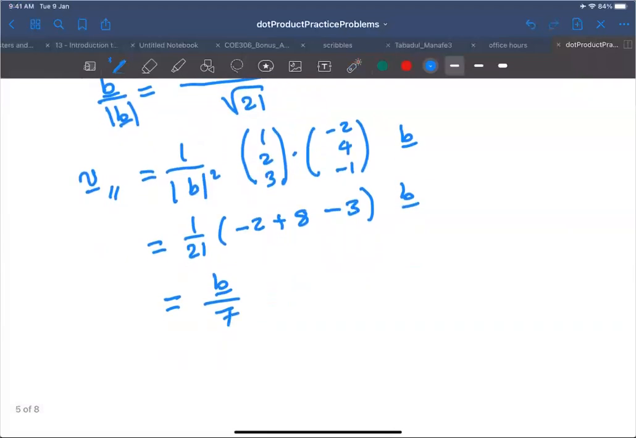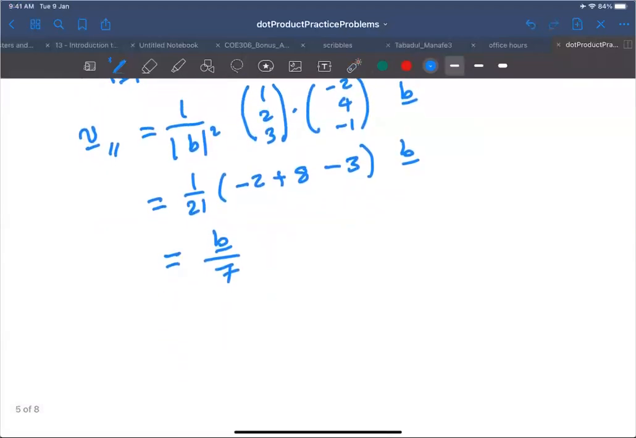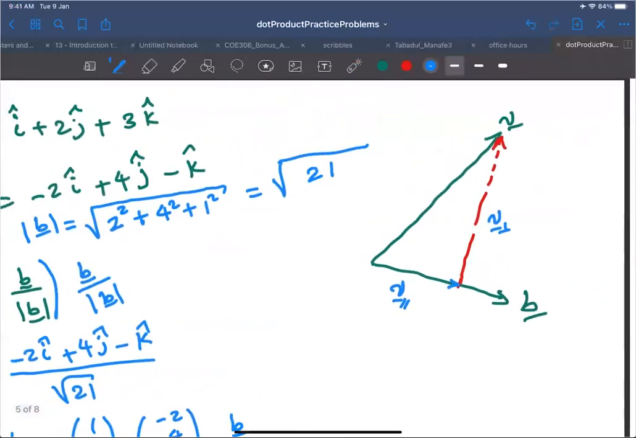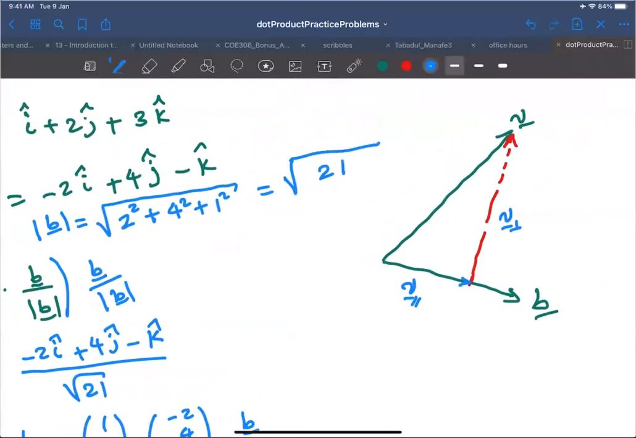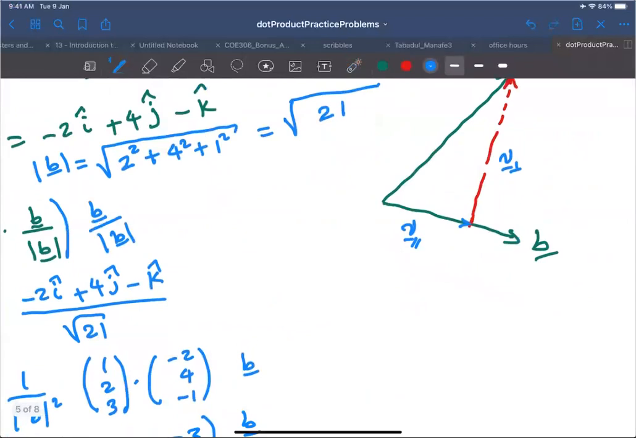This is the parallel component. And we know that the perpendicular component is equal to what? Because this plus this as a vector addition equals this, then this equals this minus this. If you subtract the parallel component from the vector, you get the perpendicular component. So the perpendicular component is equal to V minus V parallel.